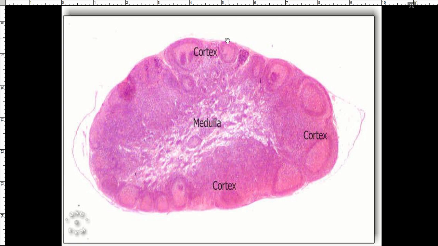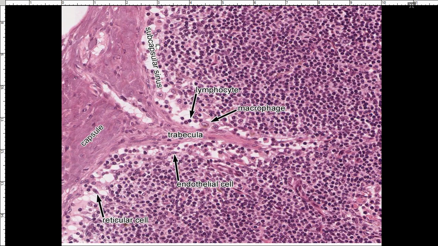So you're going to have a capsule that will be surrounding this lymph node. This capsule is dense irregular connective tissue, and the afferent lymphatic vessels enter the convex portion of the lymph node, and take note, like we said, that they have valves to prevent the backflow of lymph. Good. So this is a capsule. You can actually see dense irregular connective tissue.